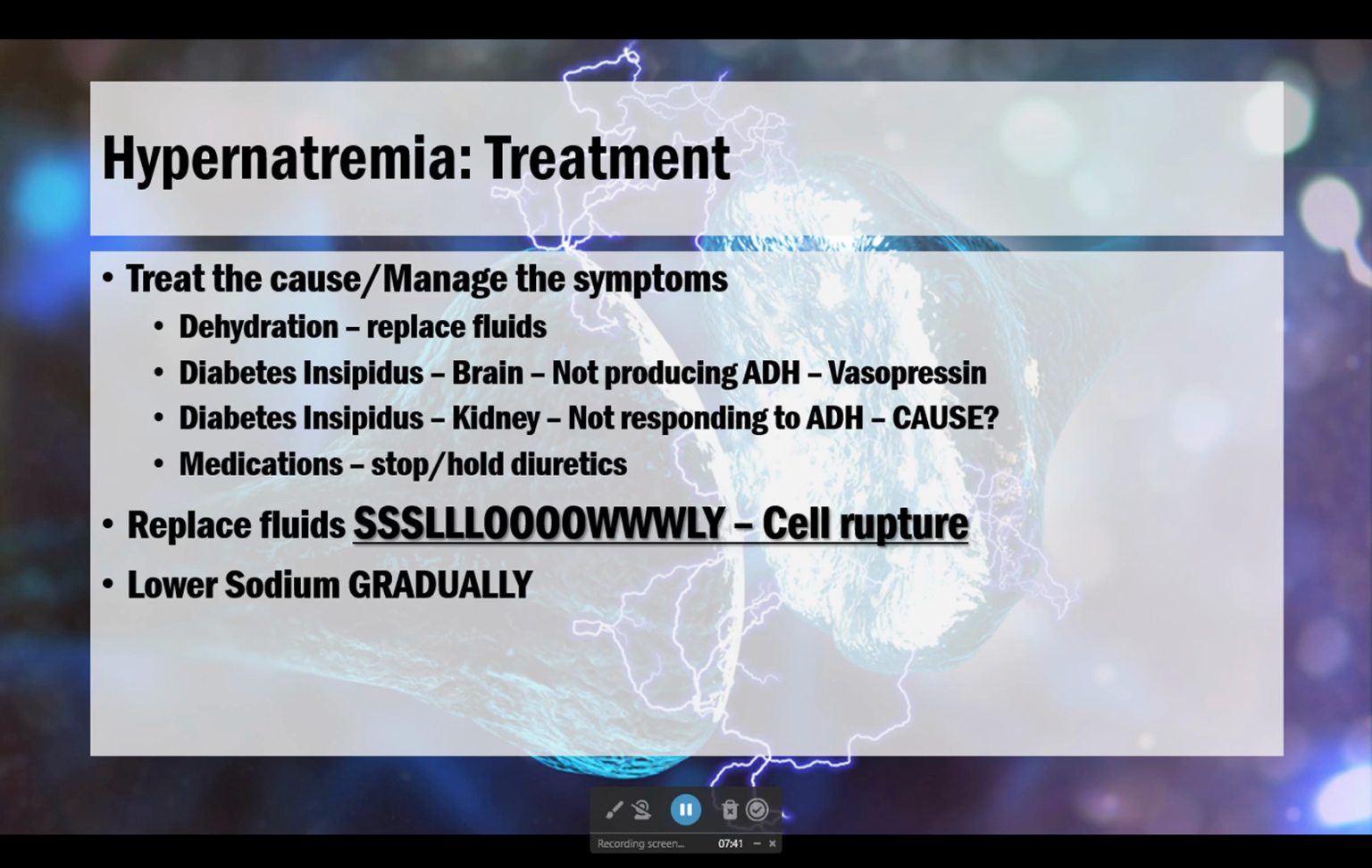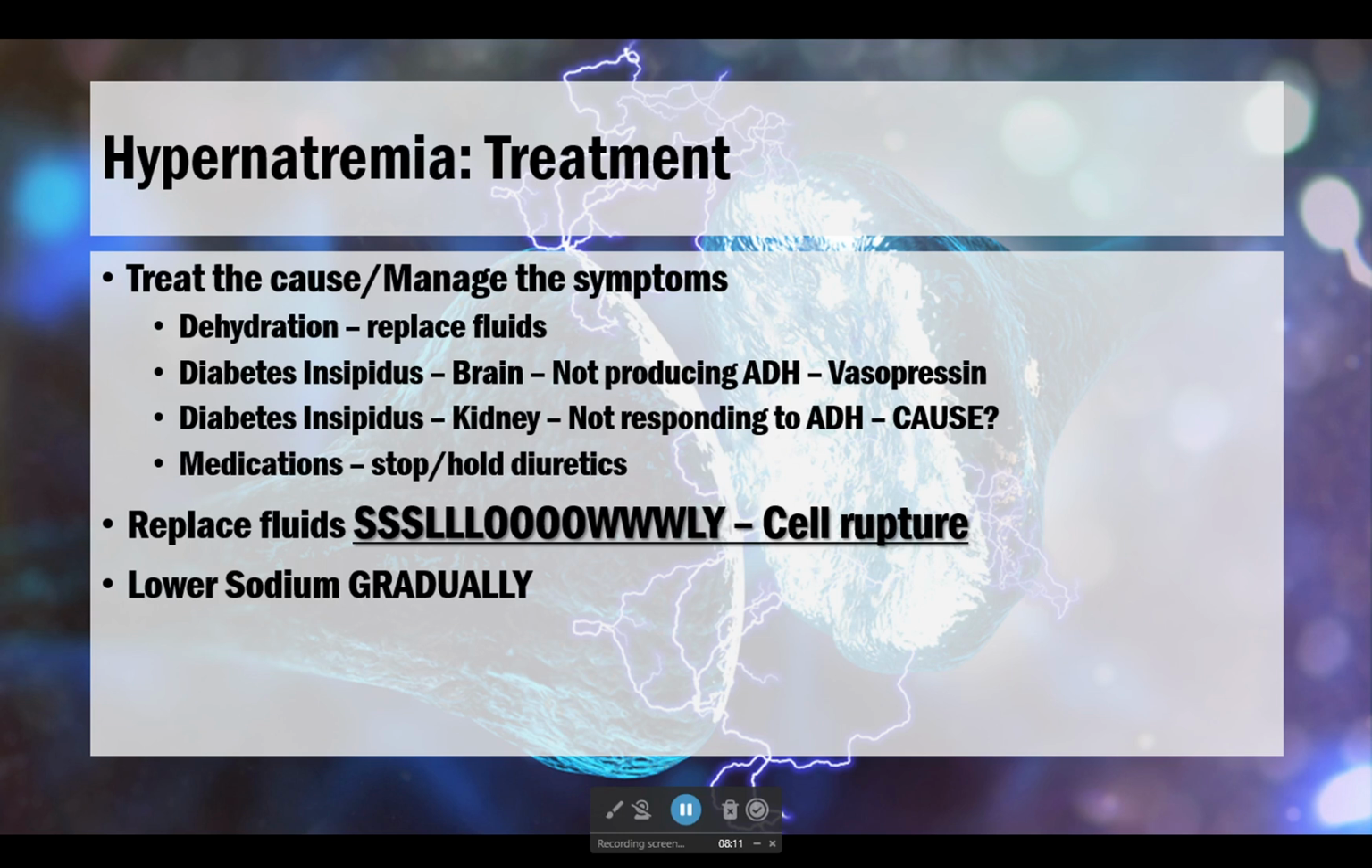There are a couple of conditions that produce hypernatremia. There are two types of diabetes insipidus. Diabetes insipidus has nothing to do with diabetes mellitus. Completely different conditions and mechanisms, so please don't confuse the two. Diabetes insipidus is a condition in which the brain, for a couple of reasons, signals increased urine output.